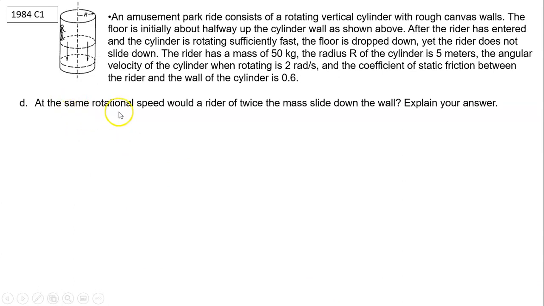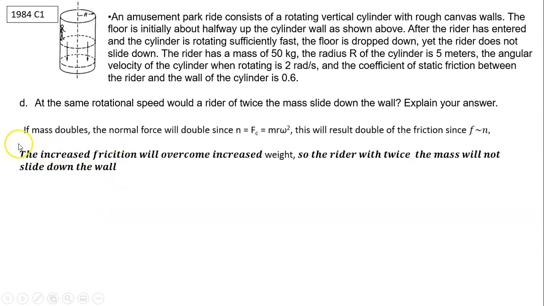Last part, at the same rotational speed, would a rider of twice the mass slide down the wall? Explain your answer. So from our experience, you probably say no. You probably experience that when people go for this ride, it doesn't matter. It could be a little kid, or could be a grown-up. So obviously they don't have the same mass, but nobody falls down. But why is that? Why does nobody fall down?